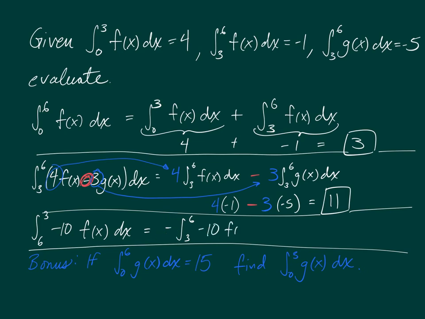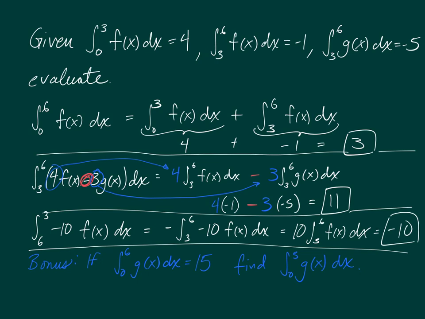The negative is still on the 10. Now we can bring this negative 10 out. We can factor it out, and a negative 1 times a negative 10 will give us a positive 10 times the integral from 3 to 6 of f of x dx. And the integral from 3 to 6 of f of x dx is equal to negative 1. So we have 10 times negative 1, which is negative 10.